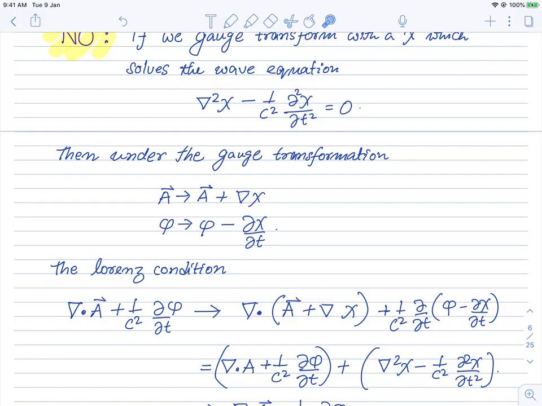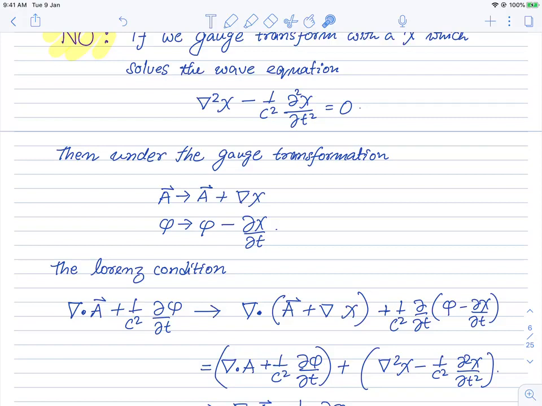So basically, the redundancy was true that you could have chosen any chi, any scalar field. After choosing the Lorentz gauge, you cannot choose an arbitrary chi, but you can choose a chi which solves the wave equation. That is a restricted class of functions, which you can choose and still be in the Lorentz gauge. So the Lorentz gauge is a class of gauges, or a class of gauge conditions.